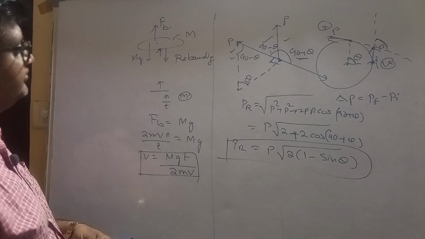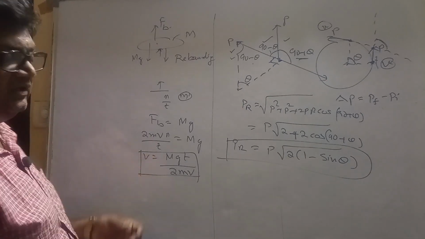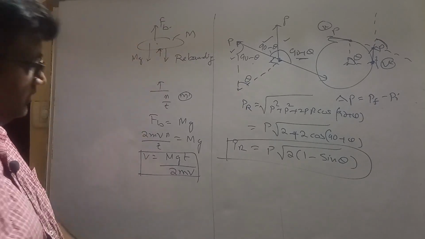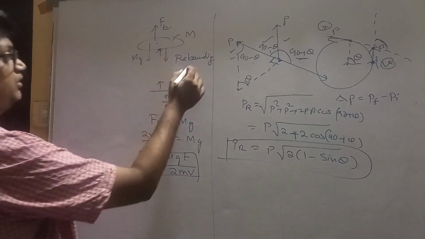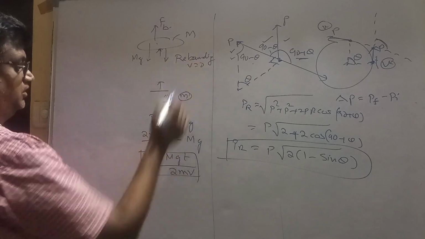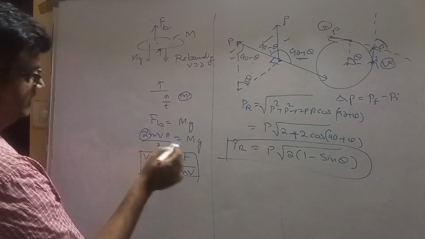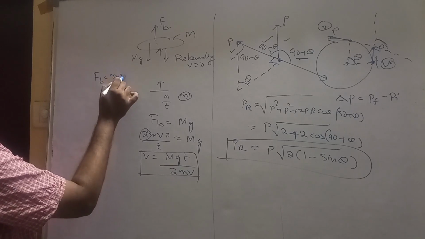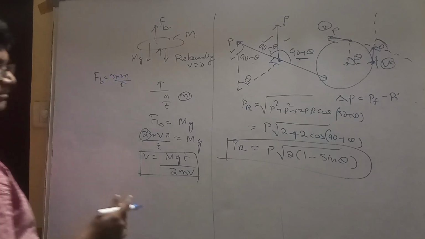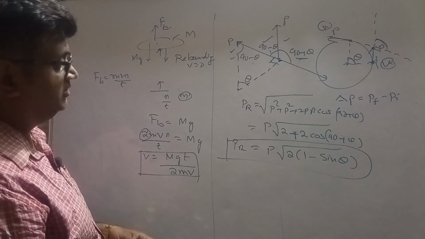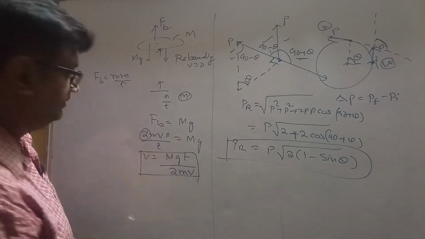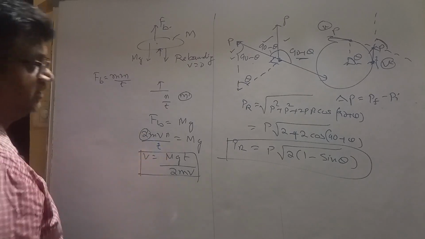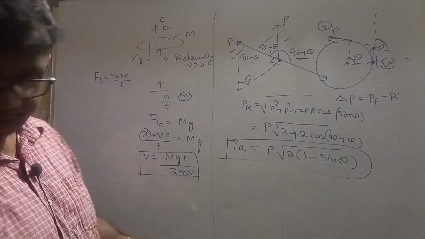Suppose in the same case the bullets hit and are not rebounding. In that situation, the rebounding speed will become 0. So this 2 will not be there. Then Fb will become mvn by t, because p final minus p initial: the p initial will be there but p final will not be there. So in place of this, the 2 will not be there, and the rest of the calculation will be the same.